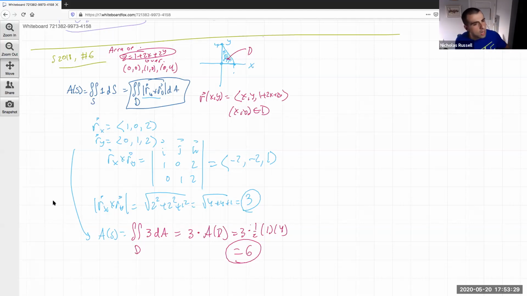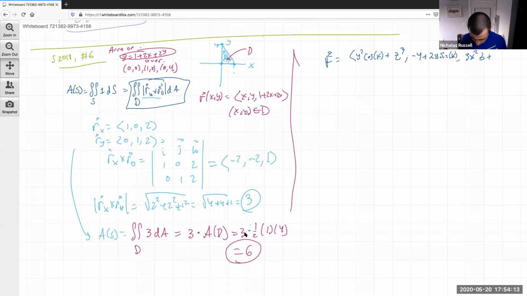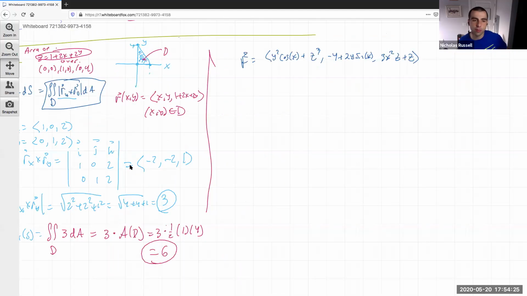So the next one was number 9 on spring 2017, a three-dimensional potential function. I have a vector field F, which is equal to y squared cosine of x plus z to the third, -4 plus 2y sine of x, and 3x squared z plus z. I basically want to find a potential function such that the gradient of it is equal to this vector field.